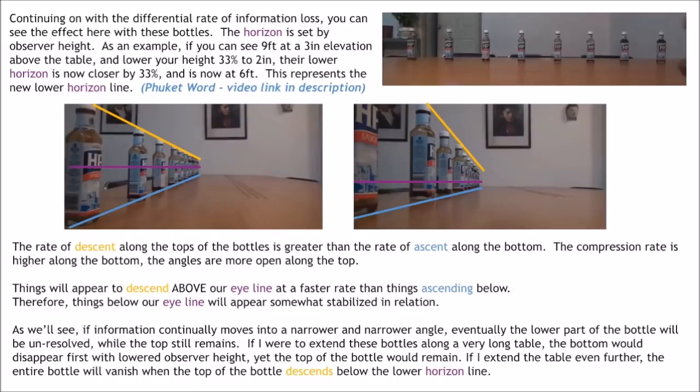If I were to extend these bottles along a very long table, the bottom would disappear first with a lowered observer height, yet the top would remain. If I extend the table even further, the entire bottle will vanish when the top of the bottle descends below the lower horizon line. Again, if it's not apparent now, it will be as we move on.